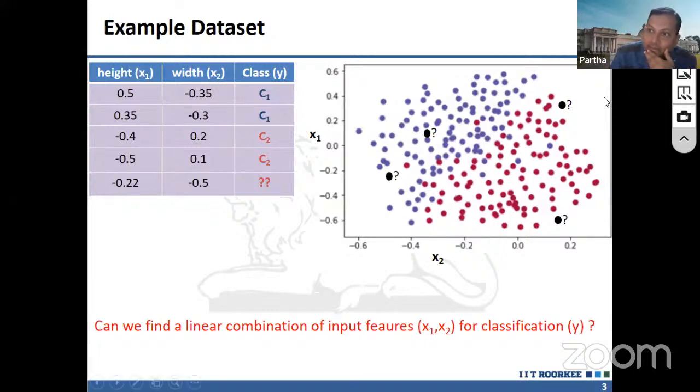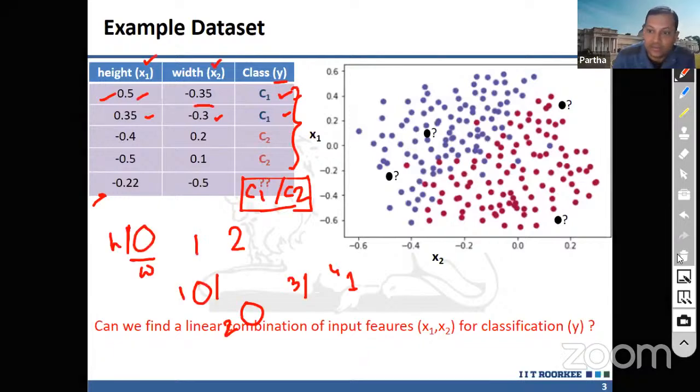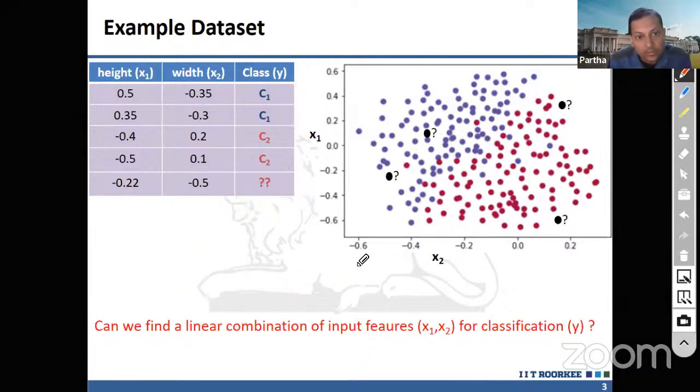So can I find something like a linear combination of these features so that it can provide me the classification? If I pose this problem in this way, can we get some answer? For example, if I have these features x1 and x2, can I get an answer y?